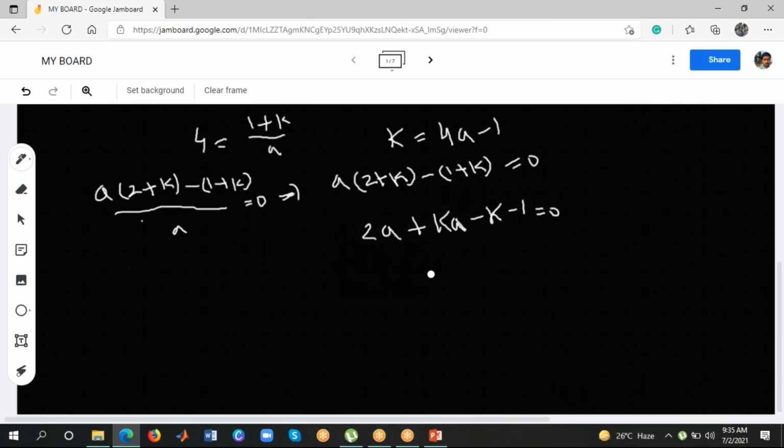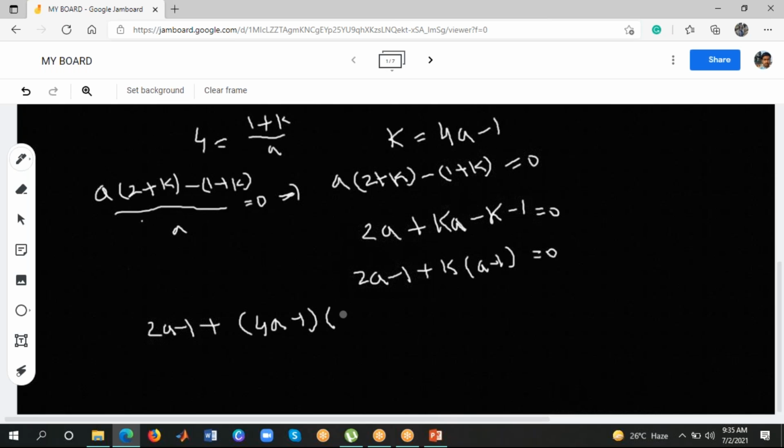Now here I am going to take 2a, then 2a minus 1 plus k taken as common and a minus 1 equals to 0. So already we know the value of k, right? So I'm going to substitute here 2a minus 1 plus k value is 4a minus 1 and its value is a minus 1 equals to 0.